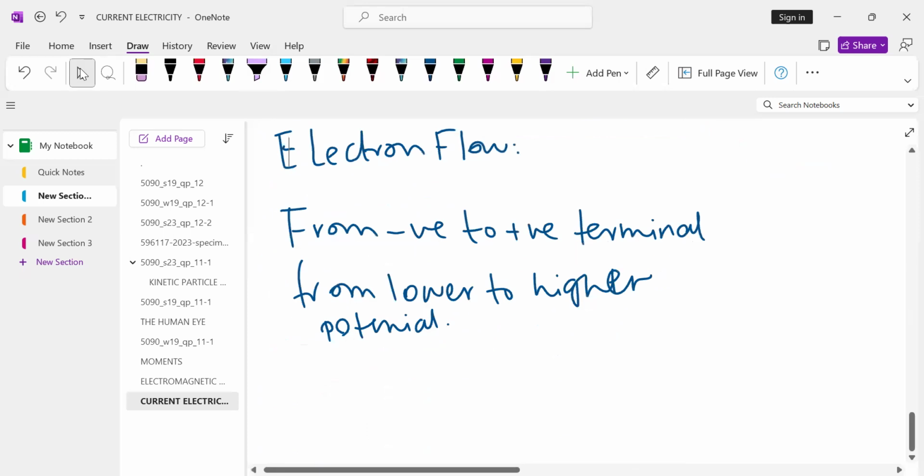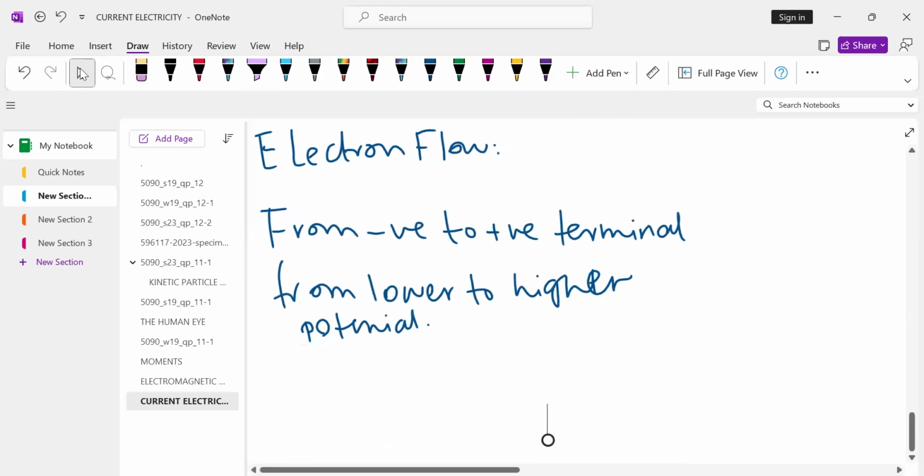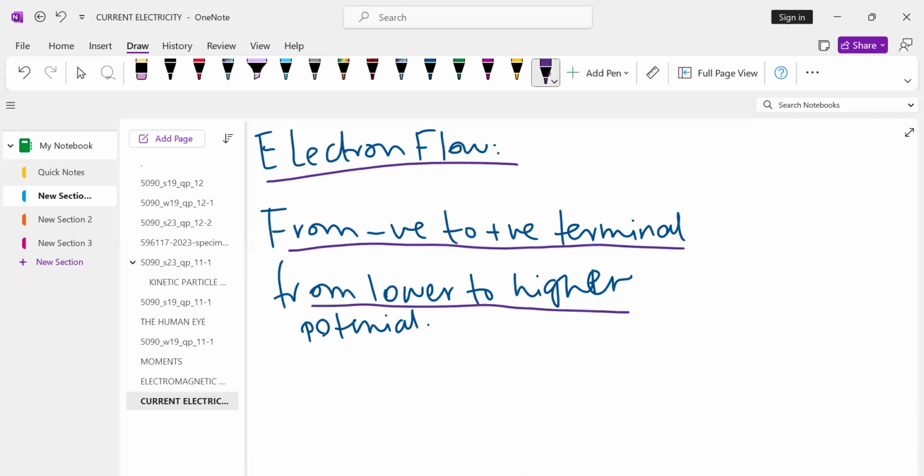So let's move toward electron flow. What is electron flow? Electrons flow from the negative terminal to the positive terminal, or you can say from lower potential to higher potential. The higher potential is always the positive terminal, and the lower potential is always the negative terminal.